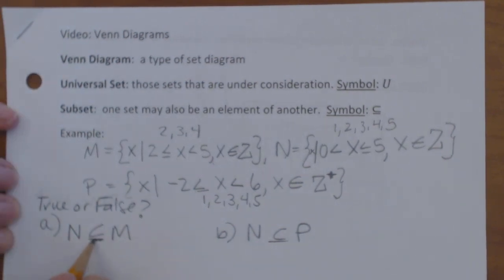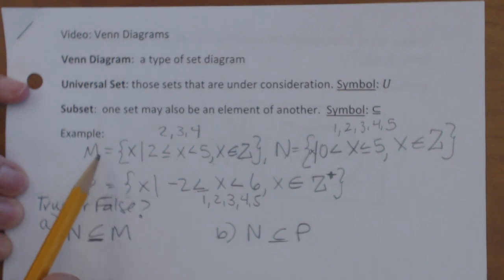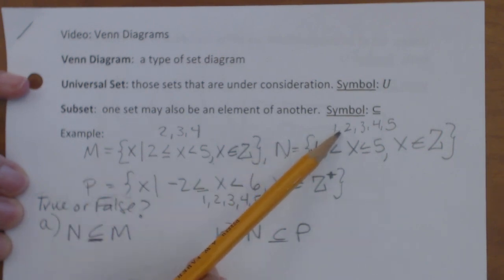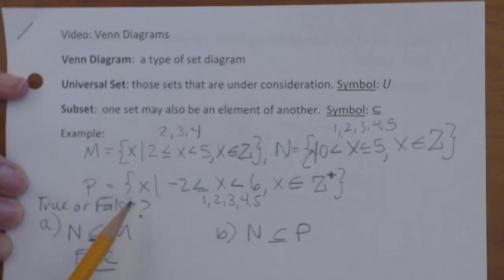What this is saying is: is N a subset of M? So is one inside the other? Are they both the same, or do they have elements that are the same? So let's look. Set N is 1, 2, 3, 4, 5. Set M is 2, 3, 4. So this is going to be false. This would have to have a 1 and a 5 in it.